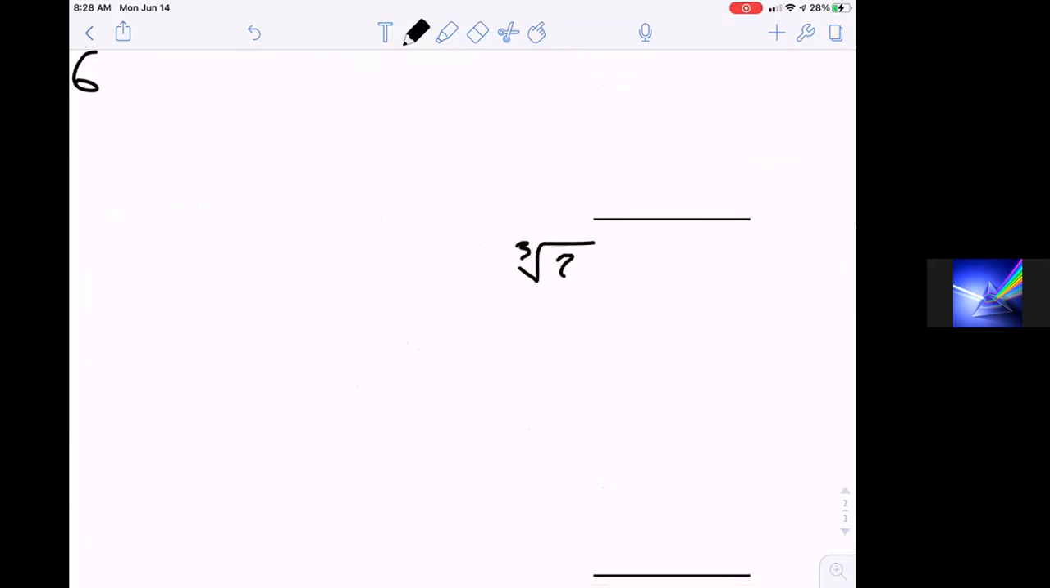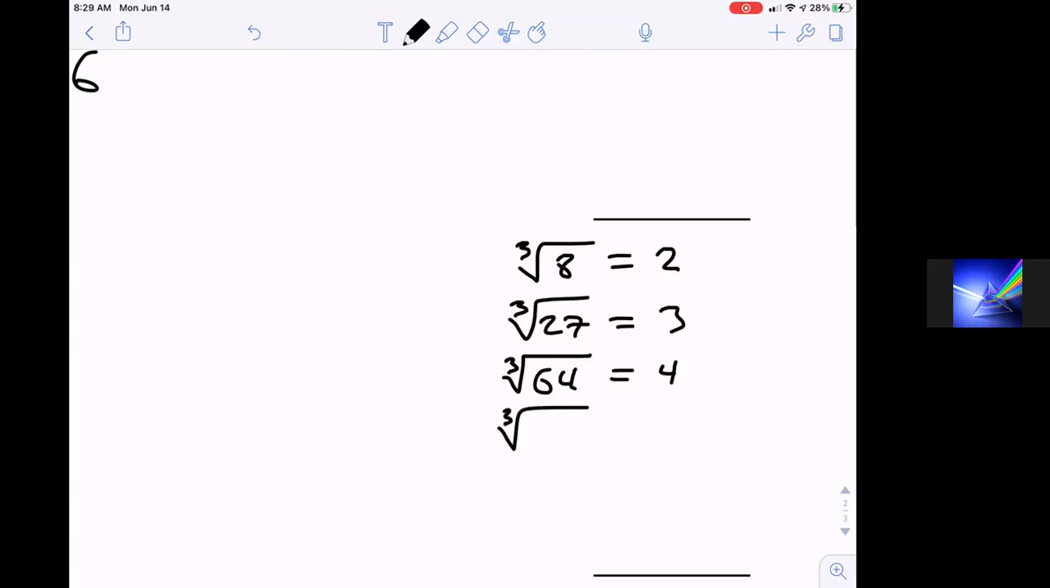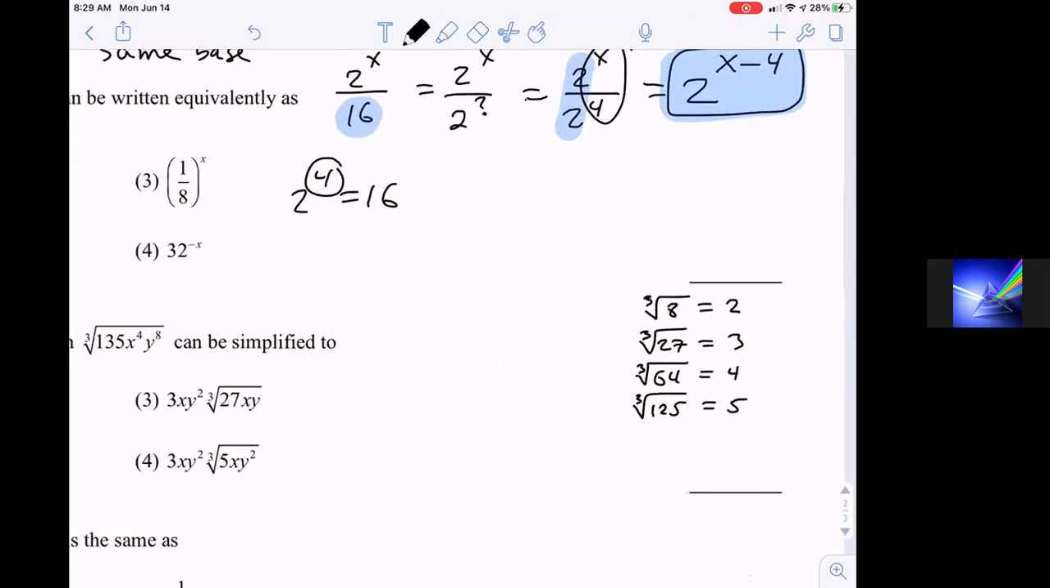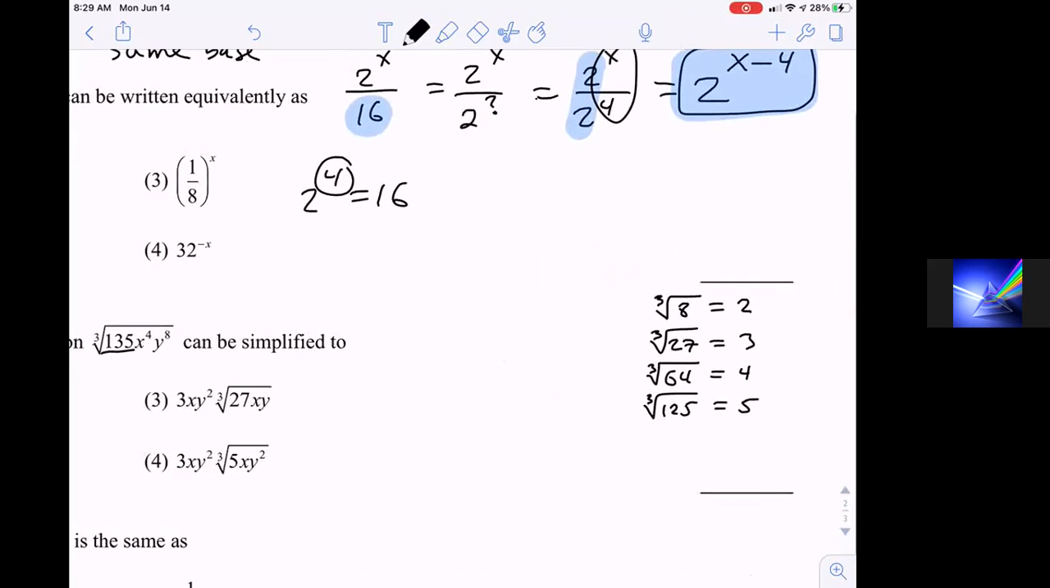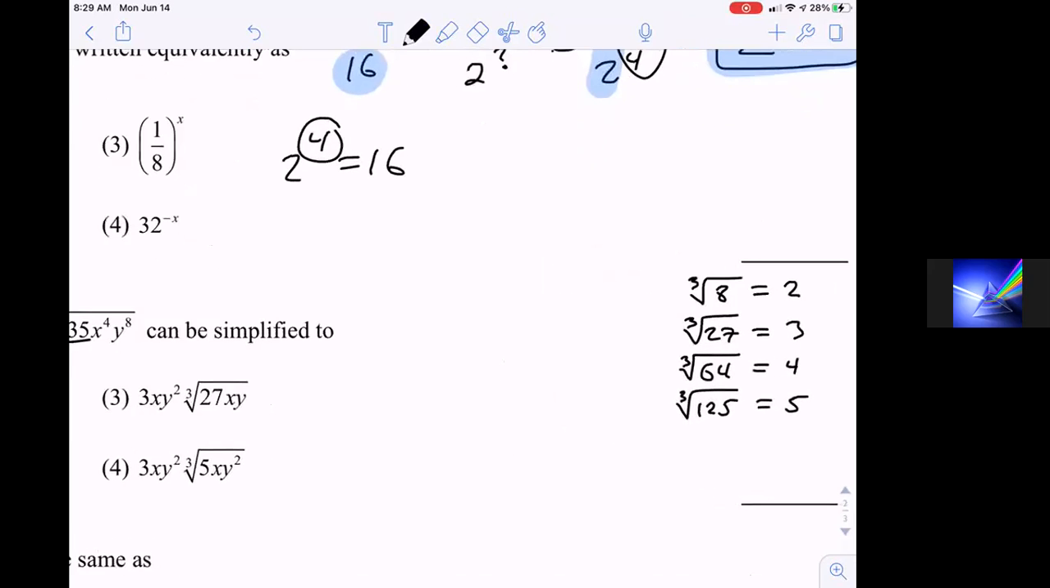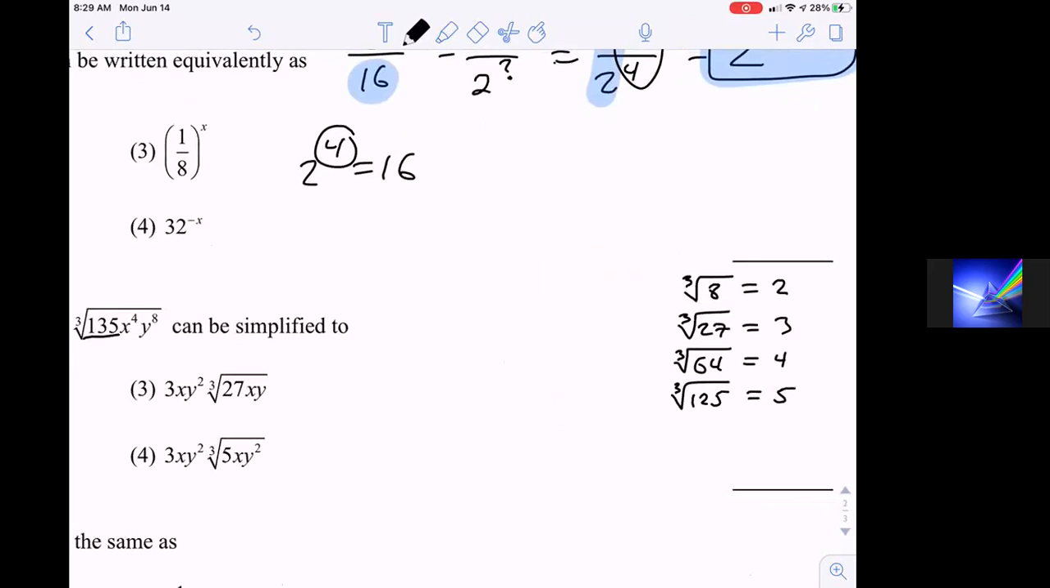The cube root of 8 is 2. The cube root of 27 is 3. The cube root of 64 is 4. And the cube root of 125 is 5. So what you're doing is you're looking to take that 135, right, and see if it's divisible by either 8, 27, 64, or 125. I think you can realize that 125 is not going to be the result. That's just simply too close to 135. But take 135 and see if it breaks into anything.